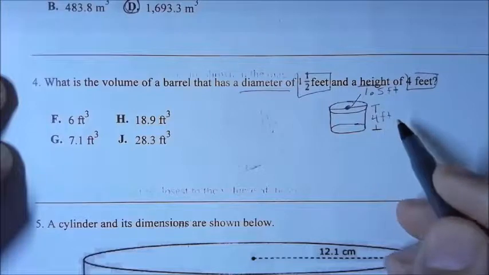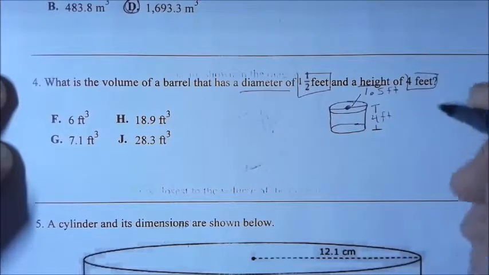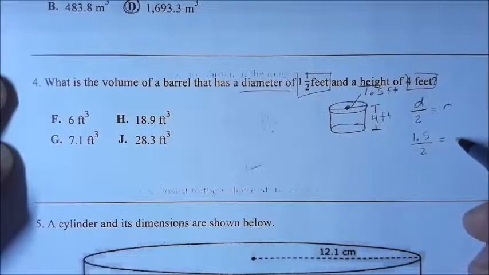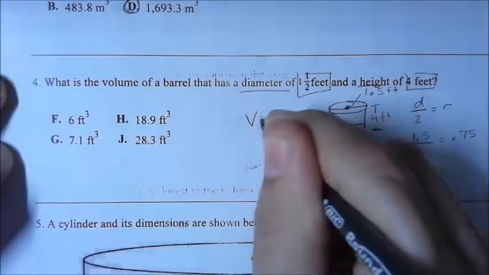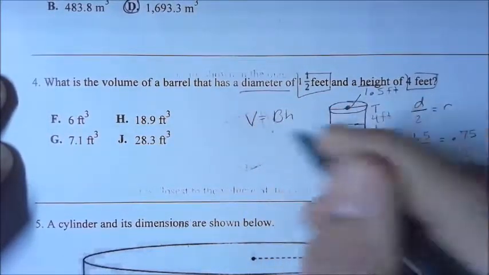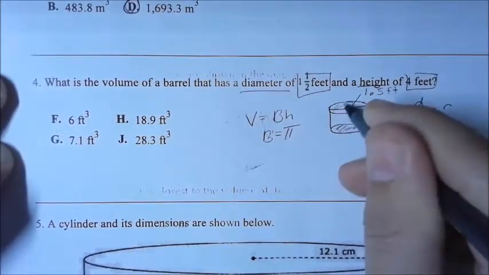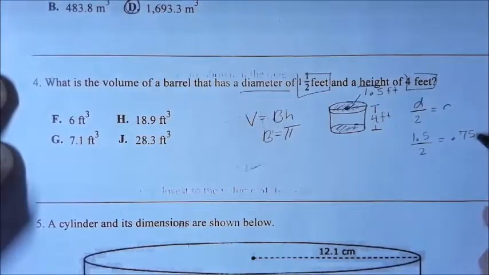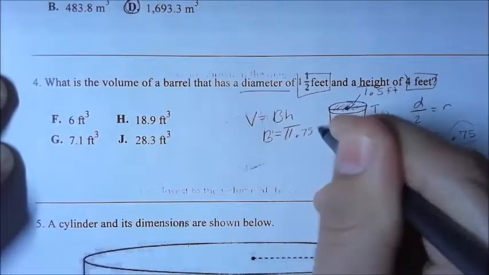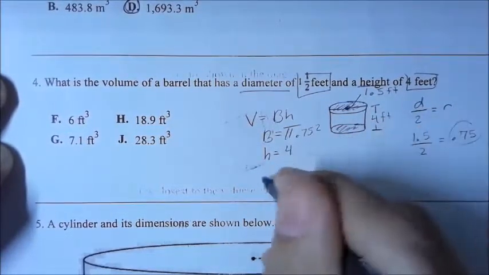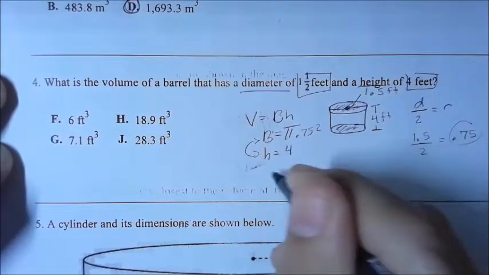So now that we've got this, we can go ahead and work this out. Since they gave me the diameter, I must divide it by 2, and that's going to give me my r. So my diameter of 1.5 divided by 2 is going to give me 0.75. Now we can use our volume formula. V is equal to big B times h. Big B is equal to pi r squared, because we have circles for our base, and the area of a circle is pi r squared. So pi times 0.75 squared. Our h is going to be 4 feet. Now we just need to multiply these two values together, and we'll have our answer.